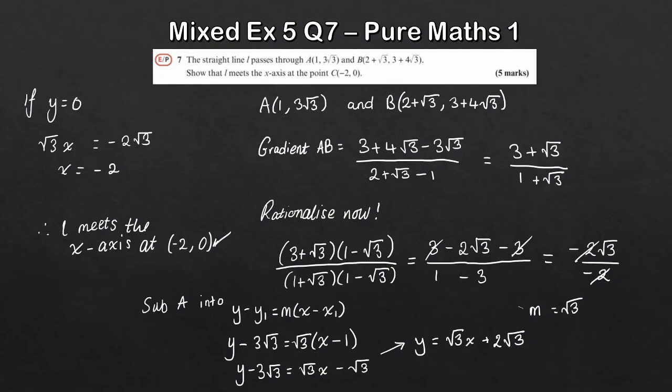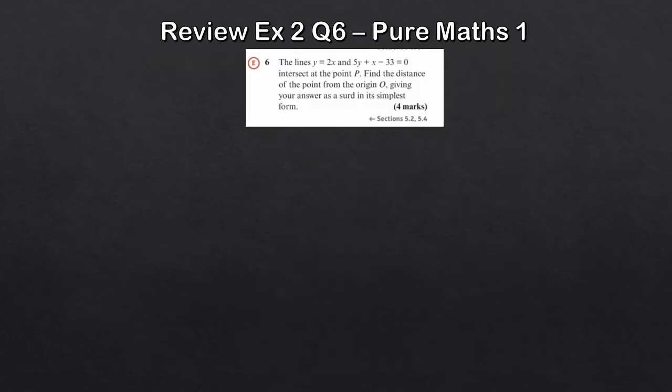And now we move on to the very last question here, from review exercise 2, question 6. So we're given two lines here. We've got y equals 2x and 5y plus x minus 33 is equal to 0. So if I just write this down quickly. So we're told that they intersect at the point P. So at some point, what we're probably going to have to do here is work out that coordinate of intersection. And we want to find the distance of that point from the origin O. So yeah, we need to work out where they intersect.